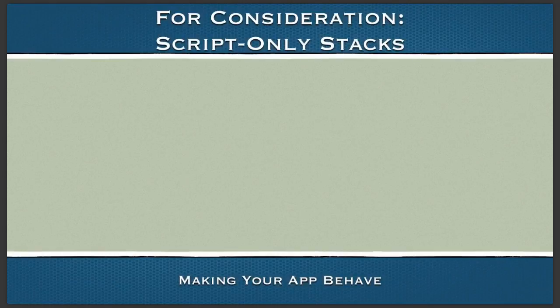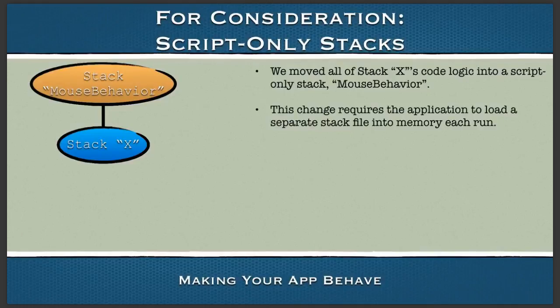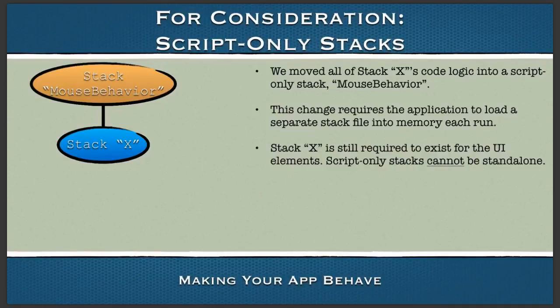In that example, button C's behavior code, which controlled the UI of stack X, was moved into a script-only stack. Though this allowed us to remove the UI controlling code in the binary stack, it did introduce the new consideration of loading the stack into memory before being able to use it, since it was in a separate file. Despite the level of control mouse behavior had over stack X, there is no way to completely eliminate the existence of the binary stack. Script-only stacks cannot have any UI of their own, and most importantly, cannot be used as standalones. Trying to build a standalone out of a script-only stack is not likely to work.